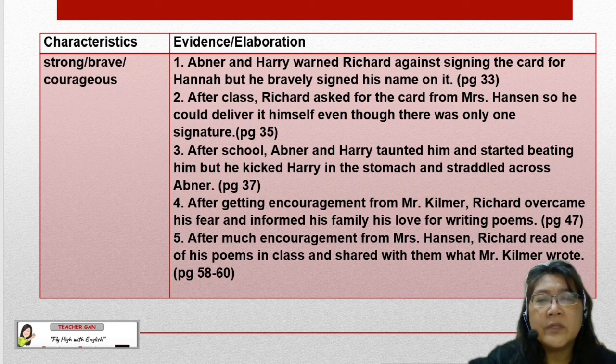4. After getting encouragement from Mr. Kilmer, Richard overcame his fear and informed his family of his love for writing poems. 5. After much encouragement from Mrs. Hansen, Richard read one of his poems in class and shared with them what Mr. Kilmer wrote.